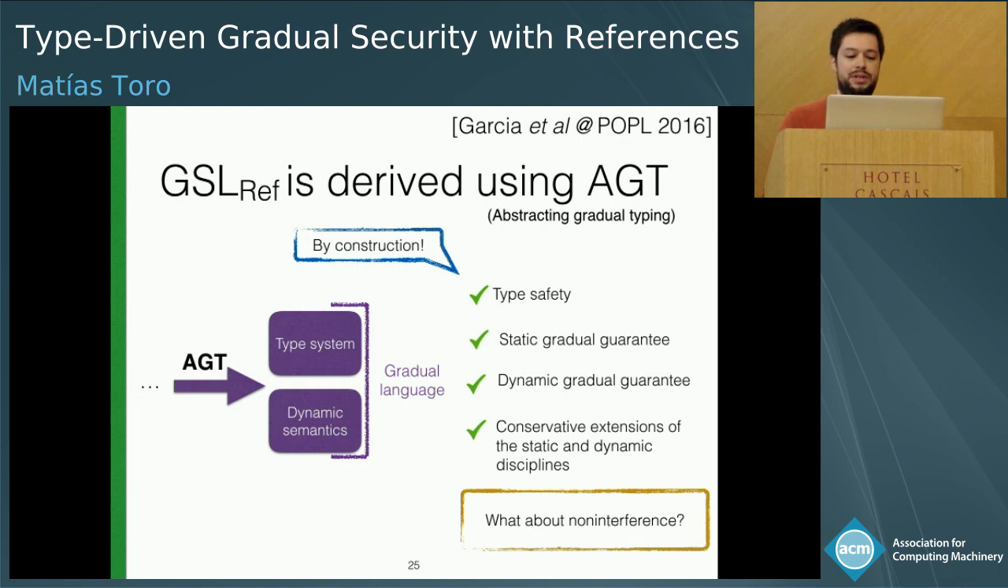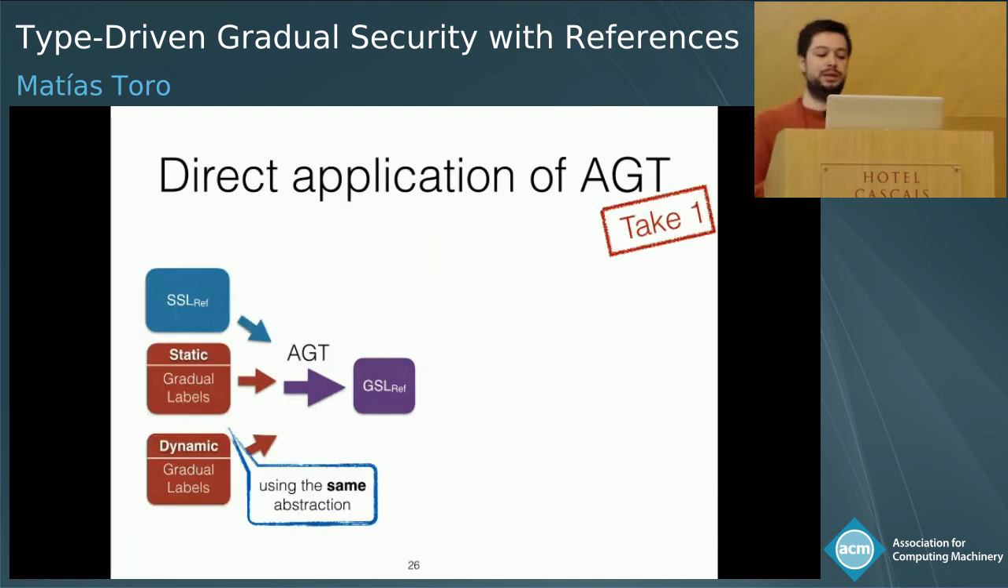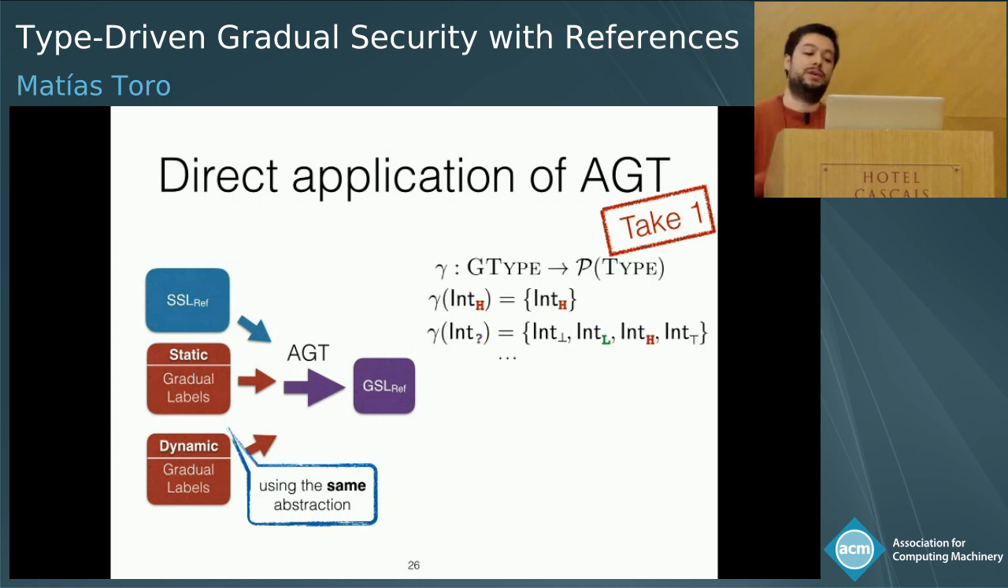So we first apply AGT using the same interpretation for types and evidence. So we use gradual labels. And to use gradual labels, we have to define the meaning of gradual labels. This is via a concretization function from gradual types into sets of types.